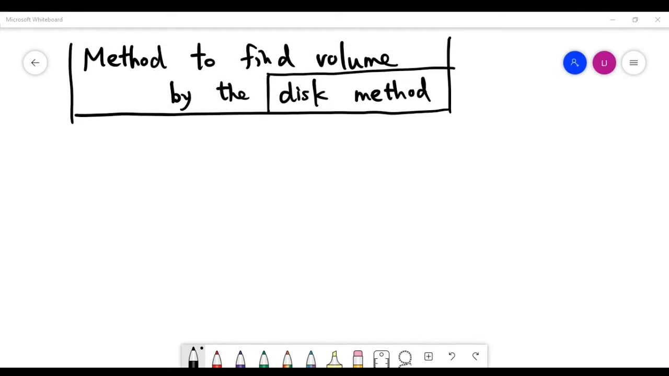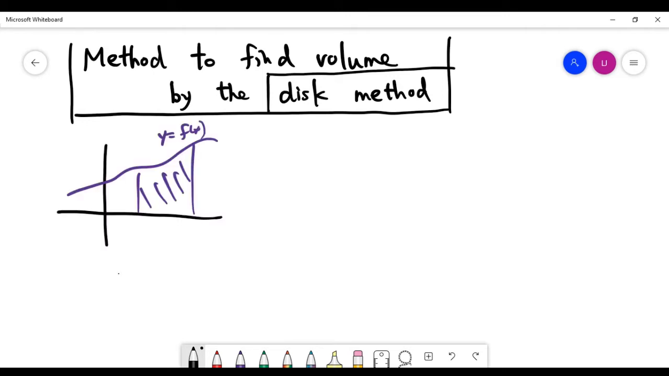So in this video, we'll start looking at the way to find the volume of a certain solid. The name of this method is called the disk method. And let's look at the current picture. So please look at the current picture now.